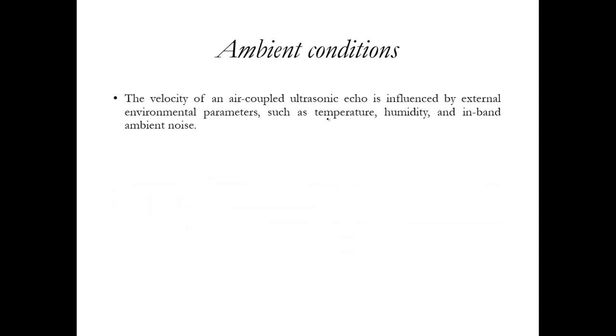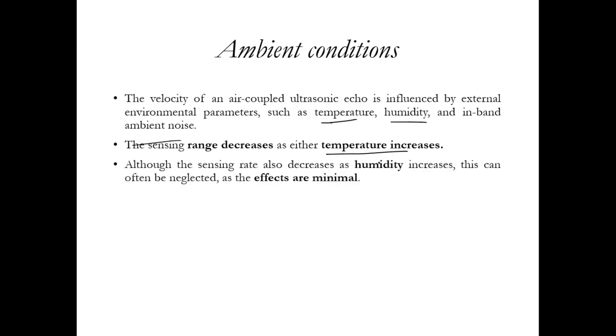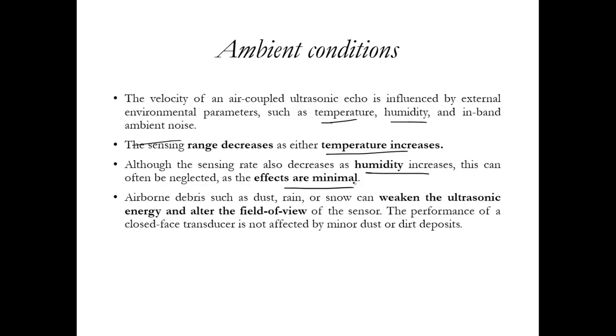The velocity of the air-coupled ultrasonic echo is influenced by external environment parameters such as temperature, humidity, and ambient noise. The ambient noise we already talked about. The sensing range decreases as the temperature increases. Also, the sensing range decreases as humidity increases, though this can often be neglected because the effects are minimal. But debris present in the air, like dust, rain, or snow, can also weaken the ultrasonic energy and alter the field of view of the sensor.